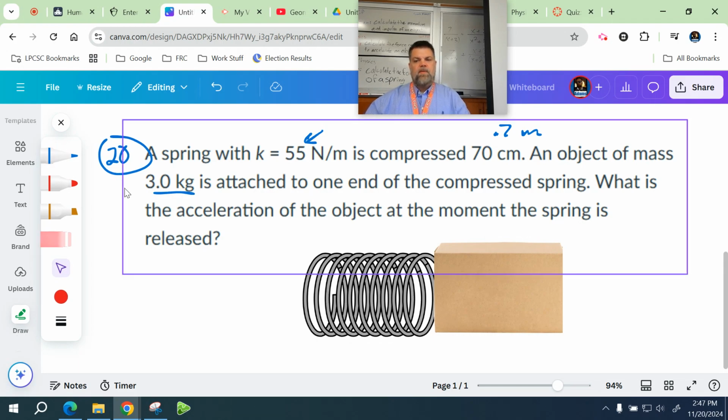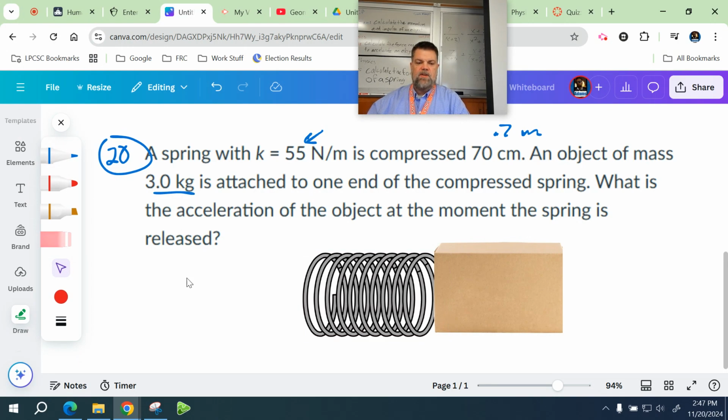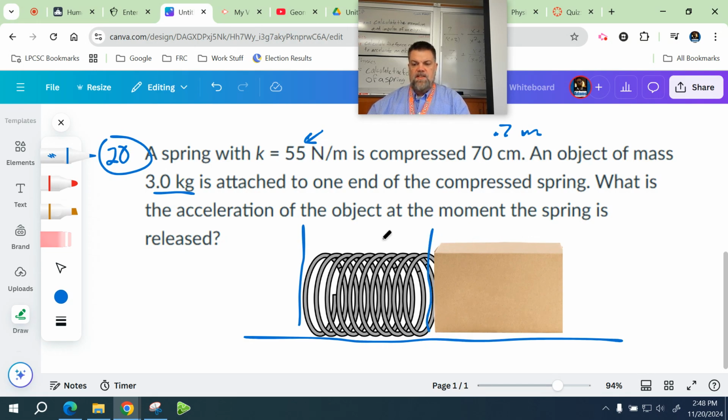So there's a couple of assumptions. This is why I say it's ambiguous. There's a couple of assumptions that we need to make. One of the assumptions is that this is on a frictionless surface, because it doesn't say anything about gravity or mass or anything like that. It doesn't say that it's horizontal either, but this spring is compressed. So it's going to exert a force this way.